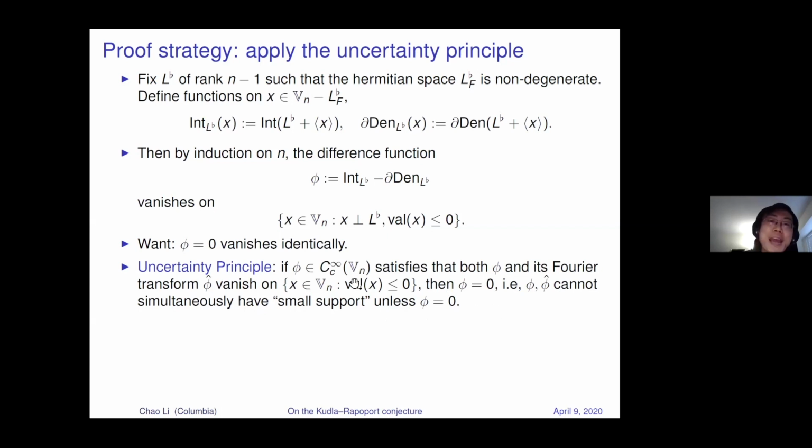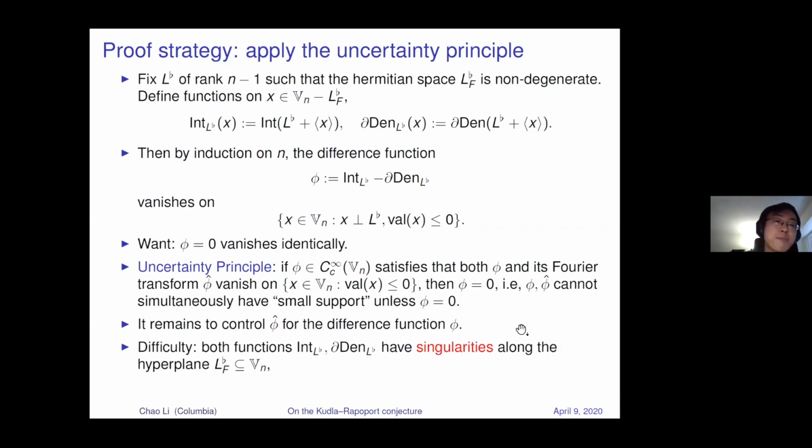But I already have a control of the support over my original function phi, so it remains to control the support of the Fourier transform for the difference function phi. So if I can compute the Fourier transform phi hat and also know a little bit about its support, then I will win by the uncertainty principle.